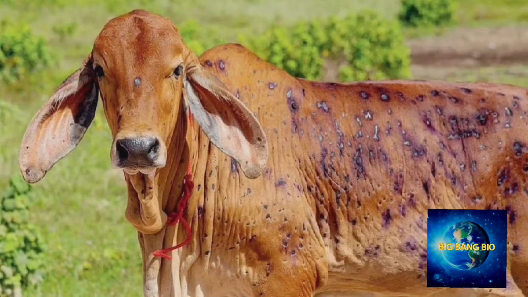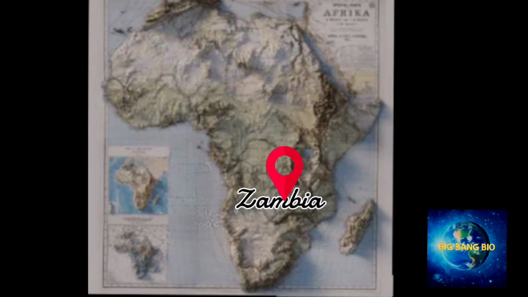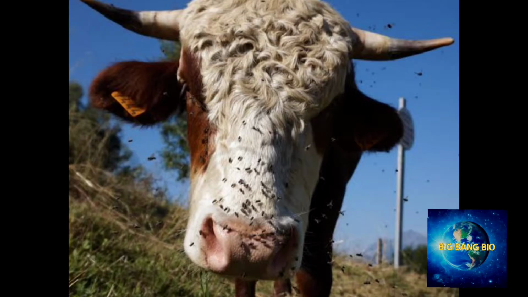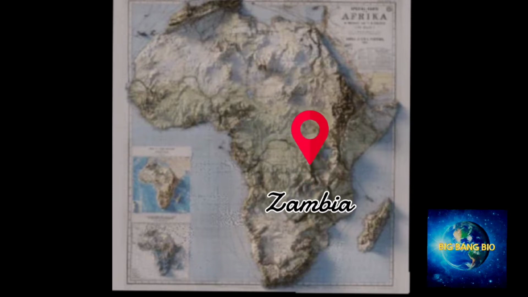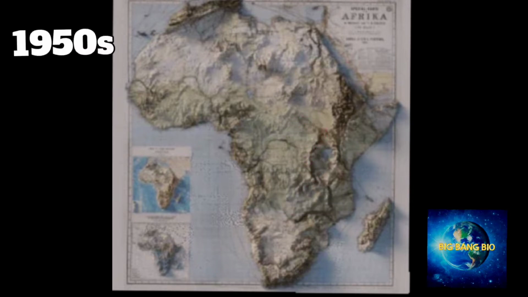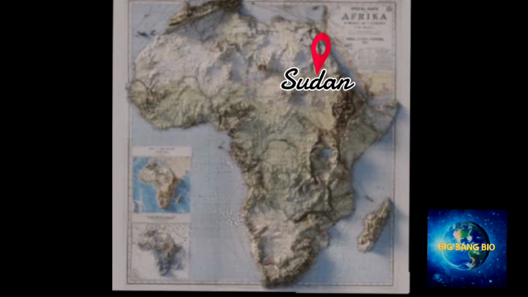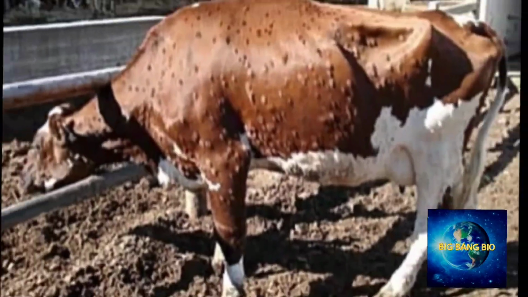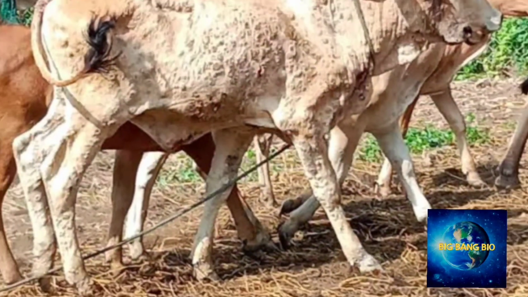Lumpy skin disease. Lumpy skin disease was first seen as an epidemic in Zambia in 1929. Initially, it was thought to be the result of either poisoning or hypersensitivity to insect bites. LSD spread throughout Africa between the 1950s and 1980s, affecting cattle in Kenya, Sudan, Tanzania, Somalia, and Cameroon. Approximately 8 million cattle were affected.